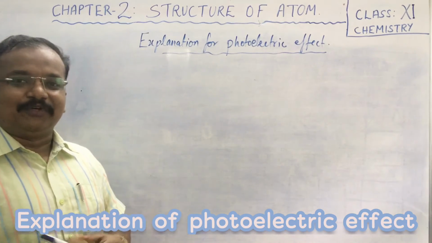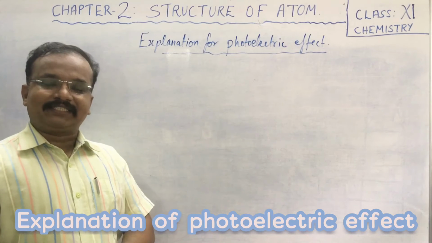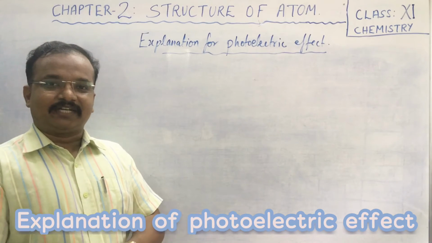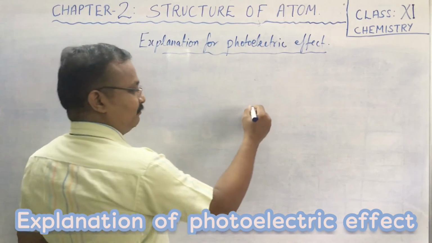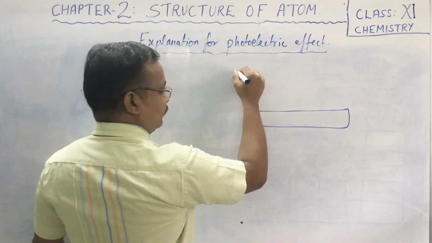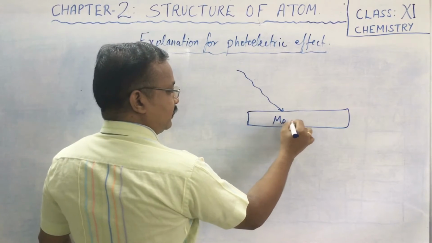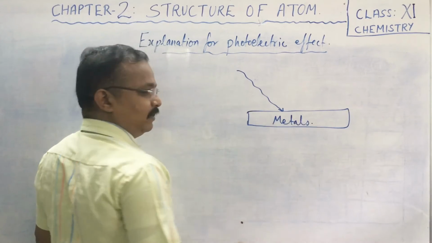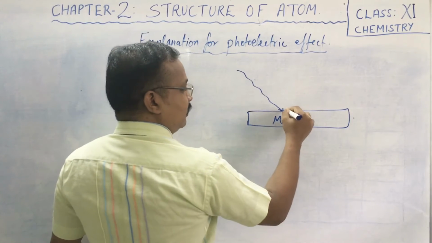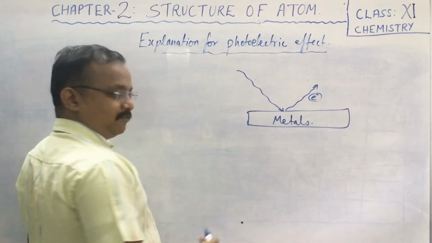Welcome back once again. Today we shall continue our discussion on the photoelectric effect that we discussed in our previous class. What is the photoelectric effect? When light of a certain frequency falls on the surface of certain metals, electrons are emitted from the metal surfaces.